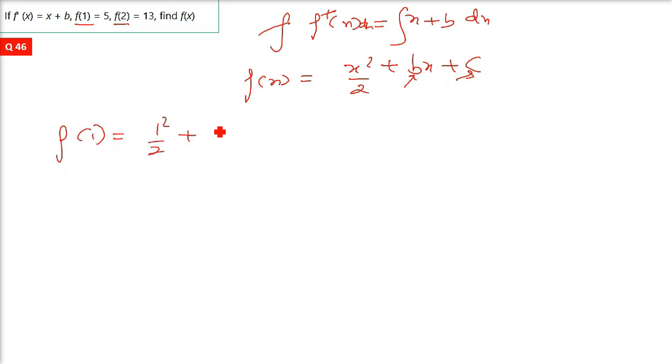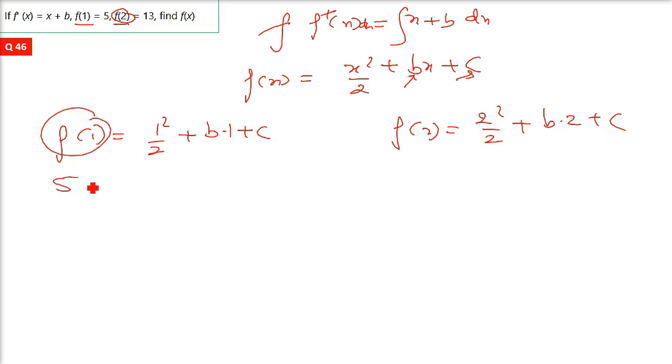f1 equals, I am putting 1 in this equation, x square by 2 plus bx plus c. Now I am placing 2 here. So f2 is going to be 2 square by 2 plus 2 into b plus c. Now what do we get from here? f1 is already given in the question, 5 equals half plus b plus c. Here what do you get? f2 equals 13. 2 square by 2 is 2 only. This is twice b plus c, the constant of integration.